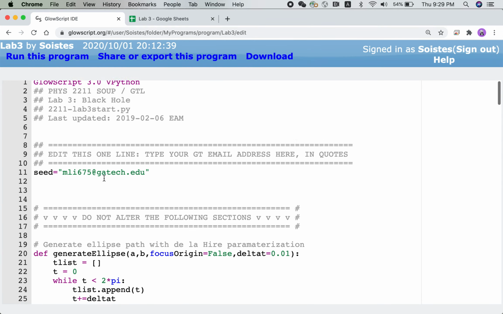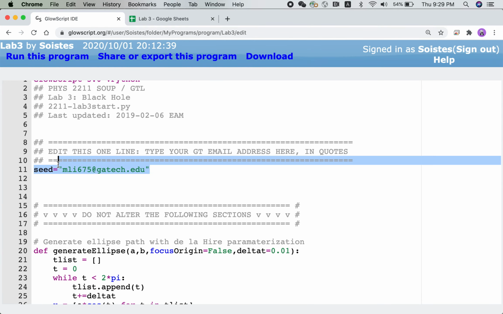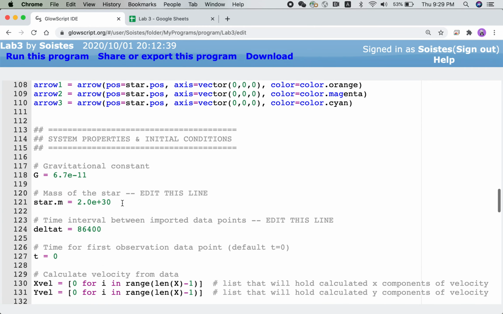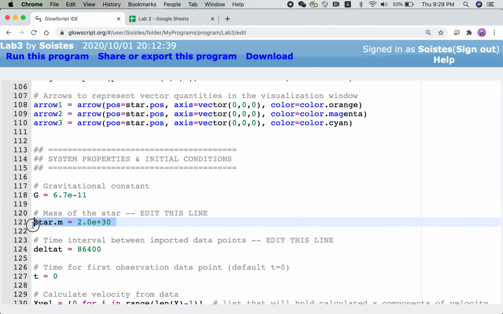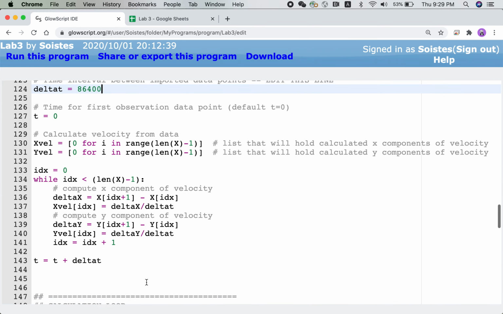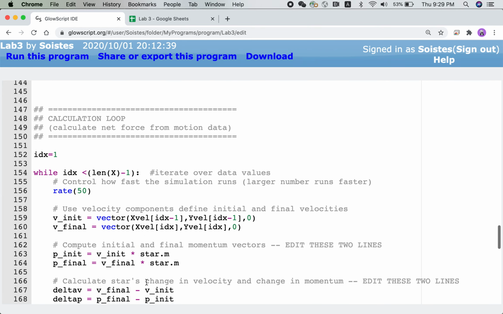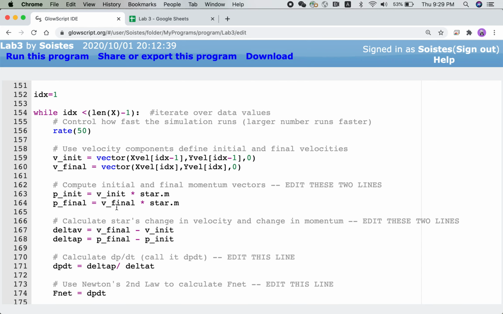So first I changed the SID into my email address. And then according to the requirement, I changed the mass of the star into 2 times 10 to the power of 30 kilograms. And I changed the delta T into 86,400 seconds. That is the number of seconds in one day. And then for the momentum, I used the velocity times the mass of the star.